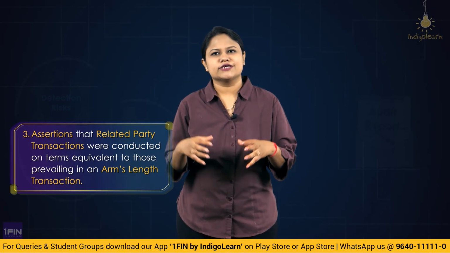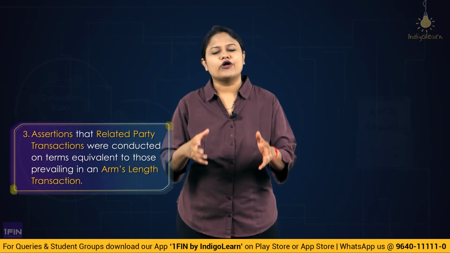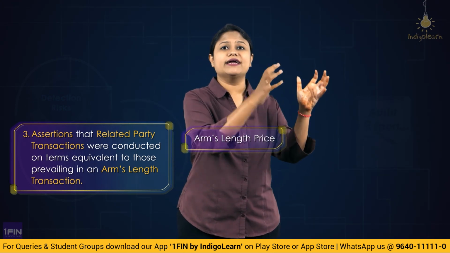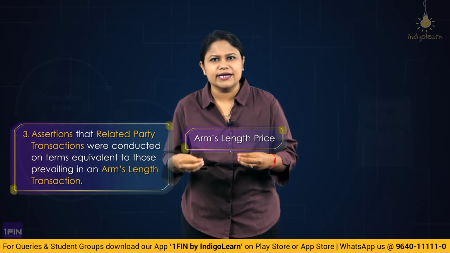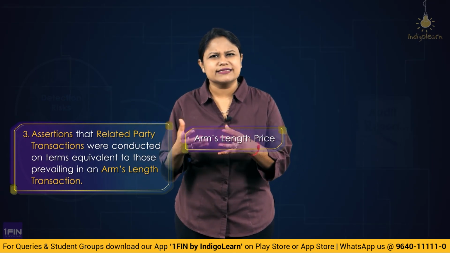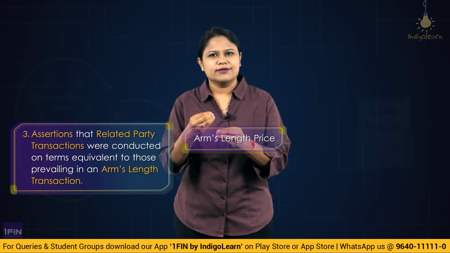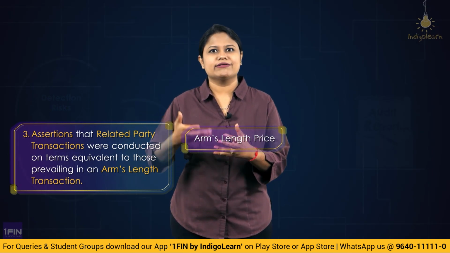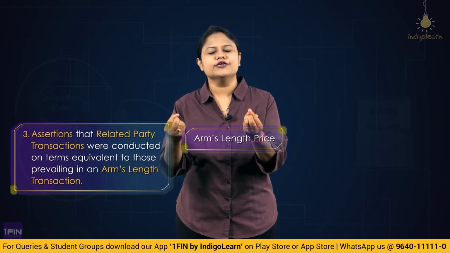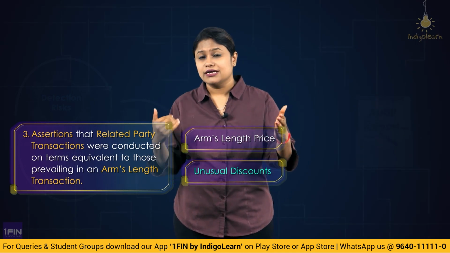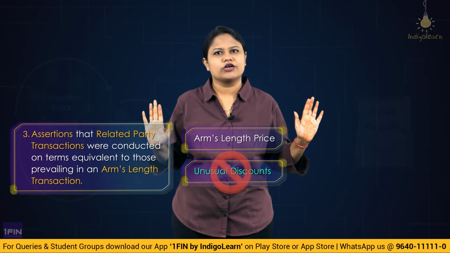So if I am in the business of selling computers, the price at which I am selling a computer to an outsider who is completely unrelated to me, at that same price I should be selling it to the related party. A little bit of discount here and there would be fine. Some minimal discounts are absolutely okay. You will obviously have that kind of courtesy and reduce a little amount. But exorbitant, huge, unusual discounts will not be allowed.